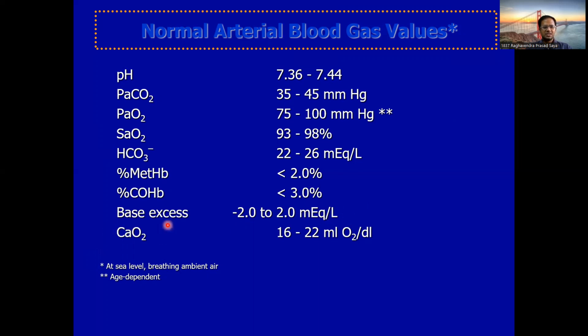So this base excess tells what is the metabolic component of the acid-base disorder. Suppose you have got any mixed disorders and you cannot estimate whether a metabolic component is there or not, or the patient is having only a respiratory problem and associated metabolic acidosis also. To assess this, you should know this base excess. By knowing this base excess, you can know what is the metabolic component of the acid-base disorder.